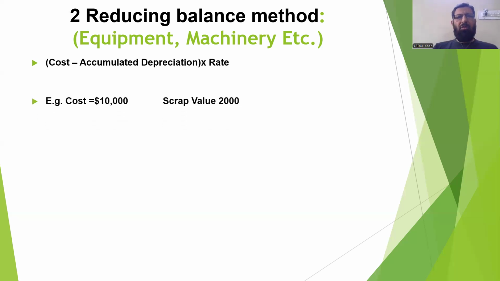Suppose the cost is 10,000, again the same 10,000, for example an equipment. Cost is 10,000, scrap value is 2,000, life is 4 years and the rate is 20%. But remember, here we don't consider the scrap value, although it may be given in the data. Maybe they give you this data and ask you to calculate depreciation by the straight line method and the reducing balance method, which is also called the diminishing balance method.